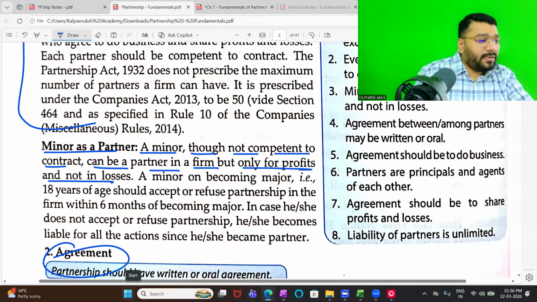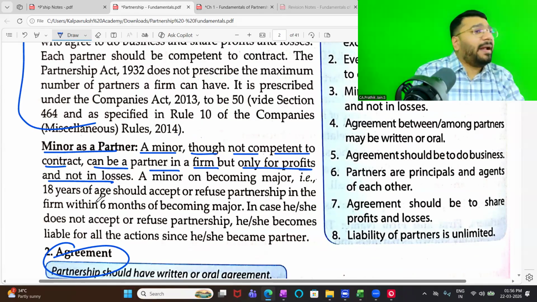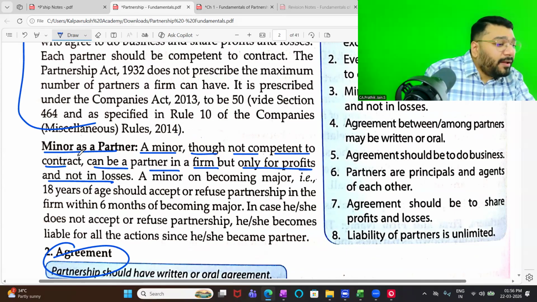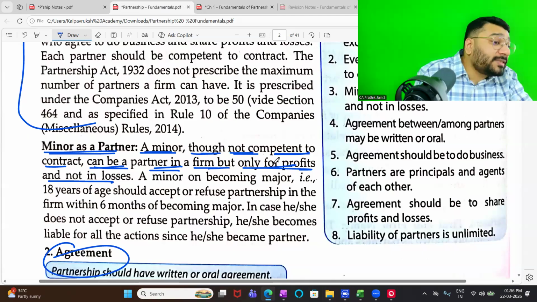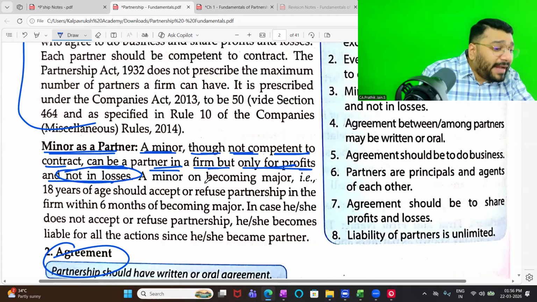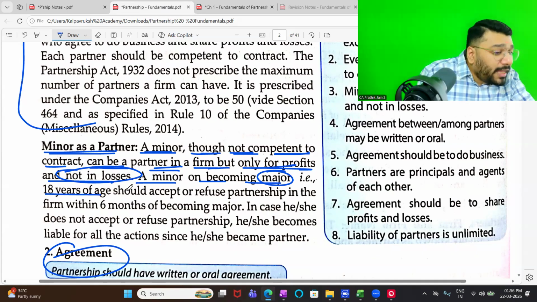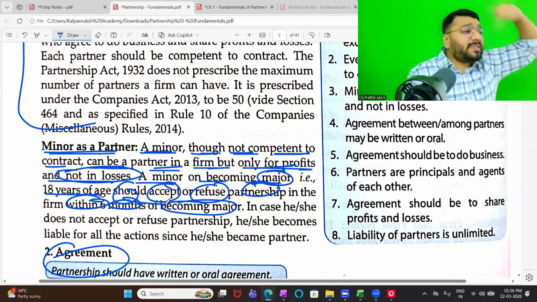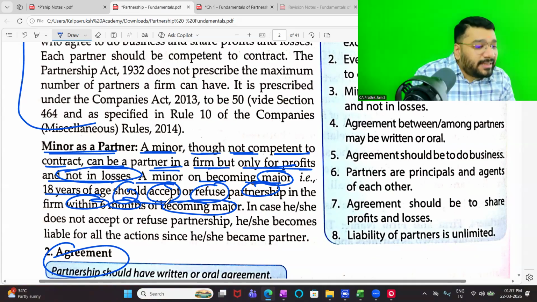Got it, not got it? So I explained to you from the previous textbook, which is correct, and now I'm coming back to the new textbook. Minor as a partner: a minor, though not competent to contract, can be a partner in a firm, but only for sharing the profits. Will he share losses? No, not losses. A minor on becoming major, meaning attaining 18 years of age, should either accept or refuse the partnership within 6 months of becoming major. From his birth date, he'll get 6 months of time. Within that, he has to either accept it or reject it.